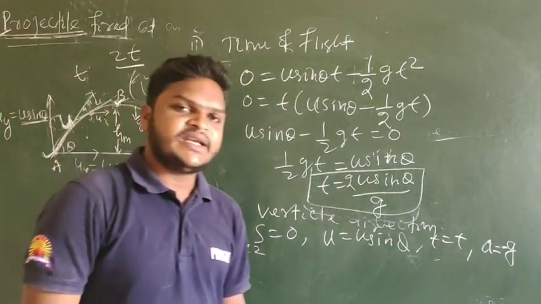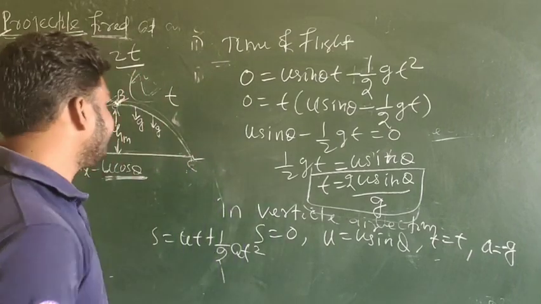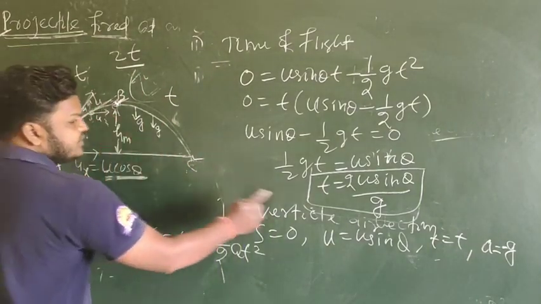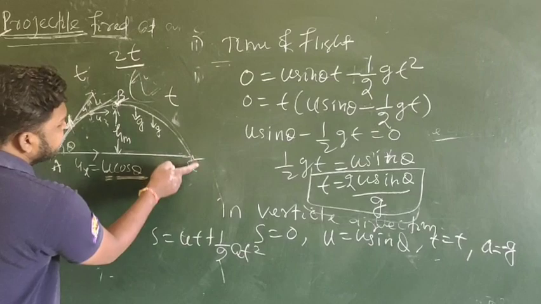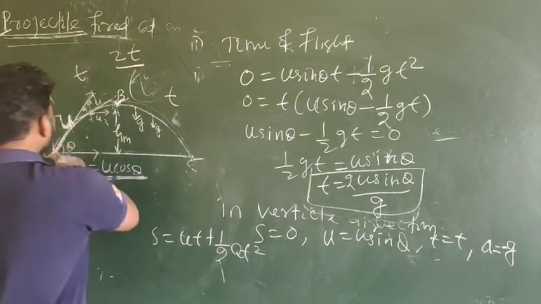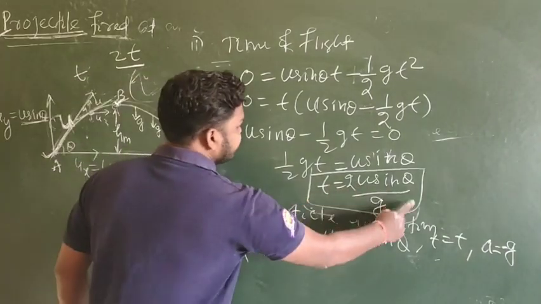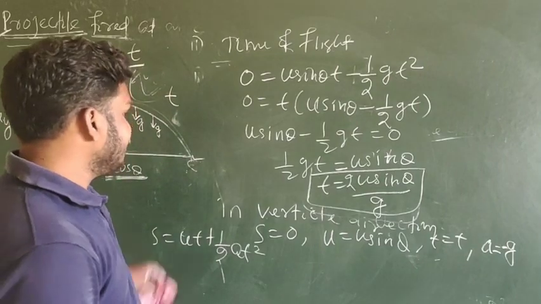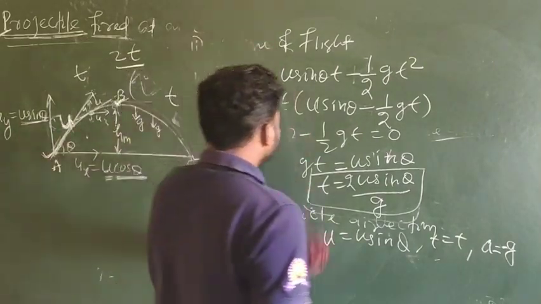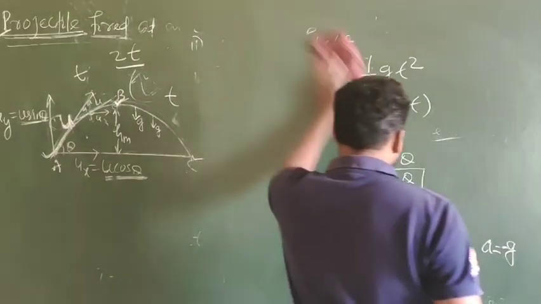तो तमे डायरेक्ट इक्वेशन भी बाहर करि पारबो. अदरवाइज प्रैक्टिकली भी जाना पड़े, टाइम ऑफ एसेंट u sin θ by g, टाइम ऑफ डिसेंट भी u sin θ by g. So total time is 2t, that is 2u sin θ by g. हला एबे हम बाहर करना maximum height of projection.